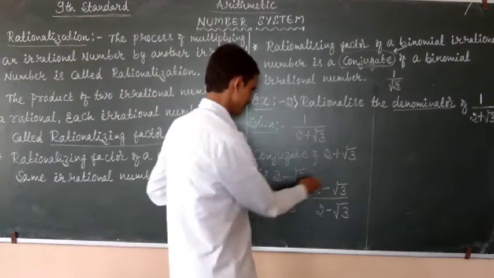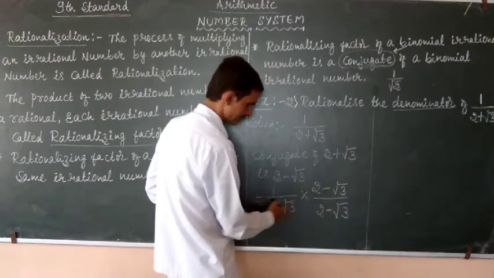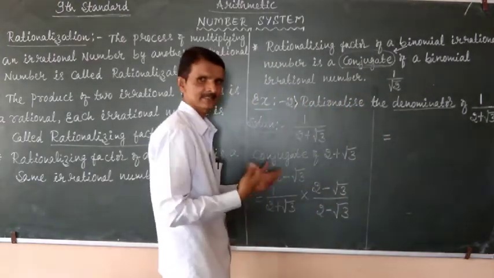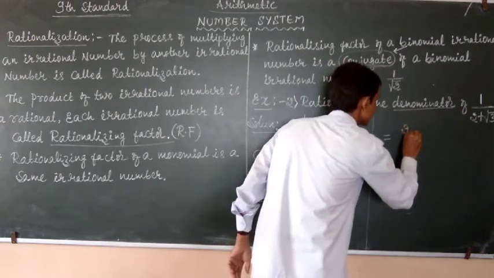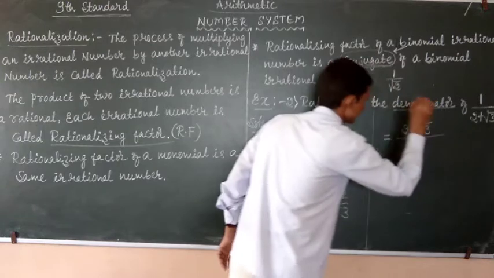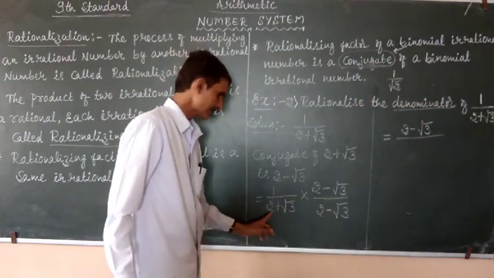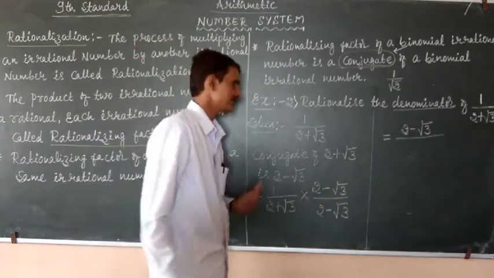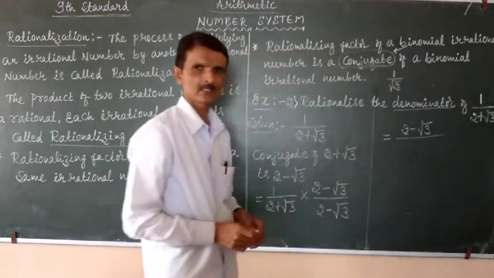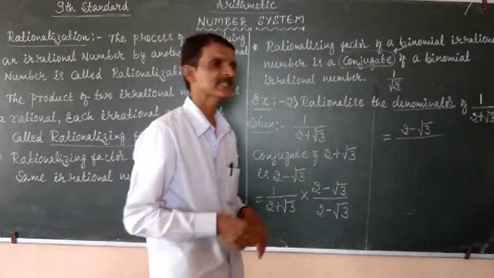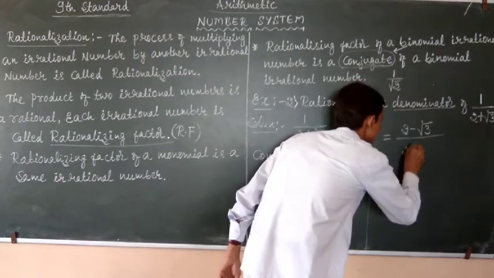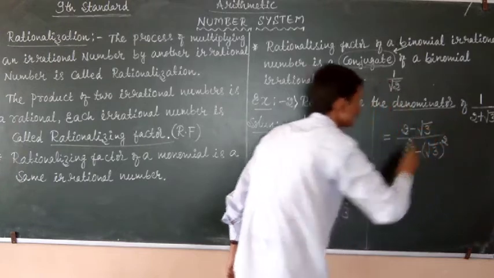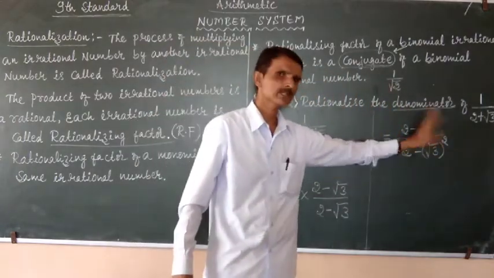Now multiply the numerator to the numerator, denominator to the denominator. So 1 into anything is the same, so 1 into 2 minus root 3 is 2 minus root 3, divided by the denominator. This will be of the form a plus b into a minus b. We already know the identity: a plus b into a minus b is a square minus b square. It will become 2 square minus root 3 whole square.